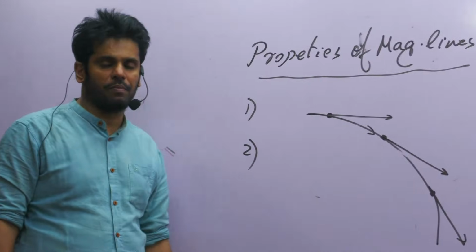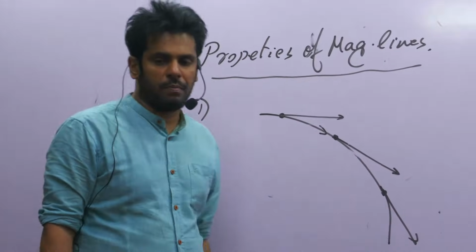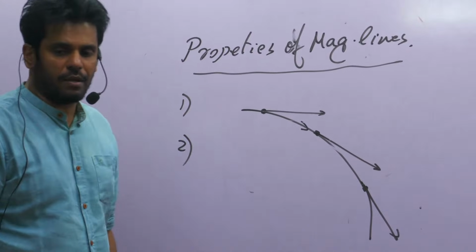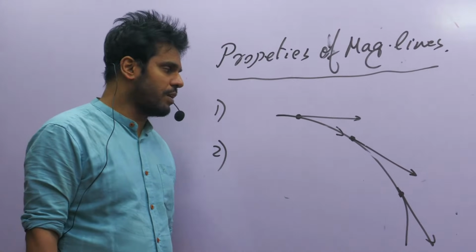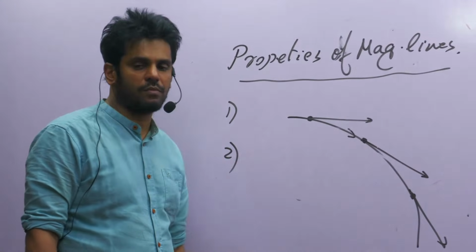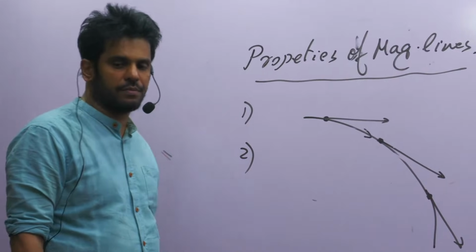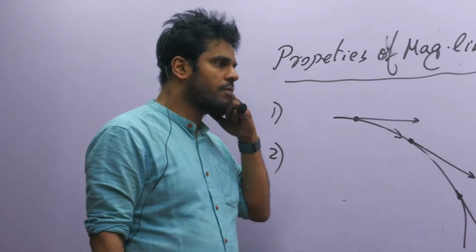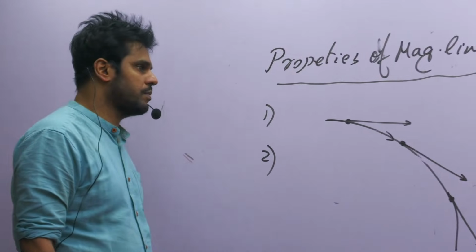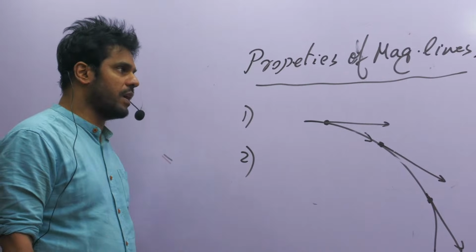Now write the next one. The direction of the magnetic field is given by the direction of the tangent.